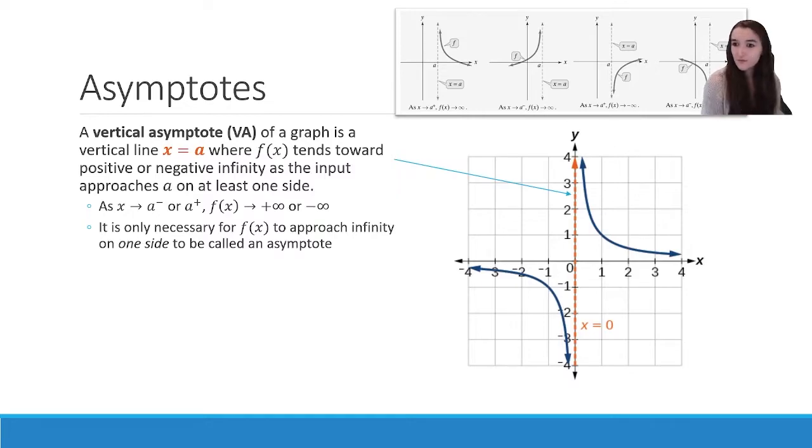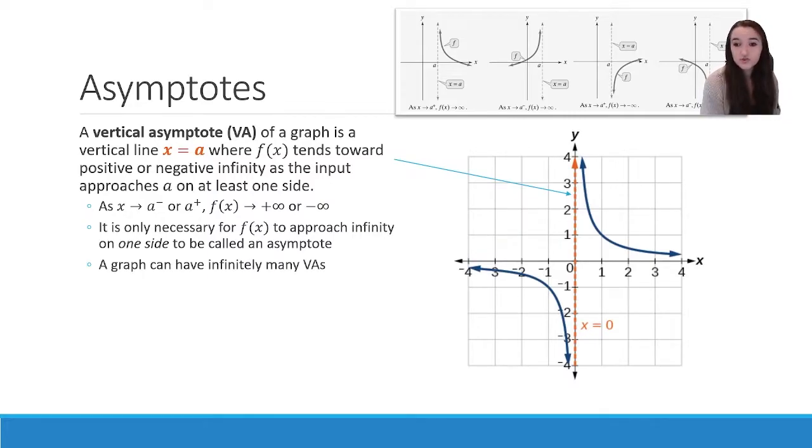So, for most of our cases with rational functions, it's going to end up having some approaching infinity on both sides of our asymptote, because that's kind of how rational functions work. But eventually we'll see examples where it's not quite like that. Just not in this chapter.